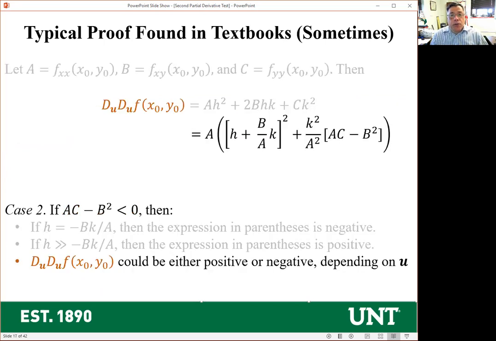In any event, we conclude that the second directional derivative in the direction of u could be either positive or negative, depending on which direction u is chosen. And so we conclude that we have a saddle point. And so that's the typical proof that's found in textbooks.